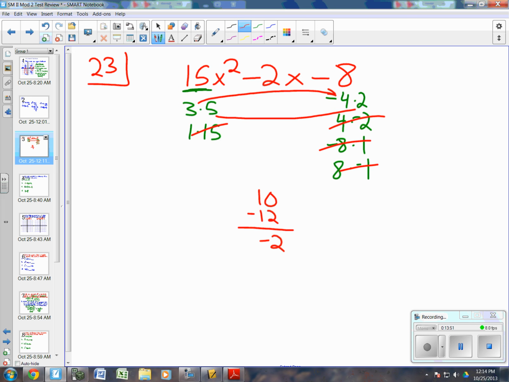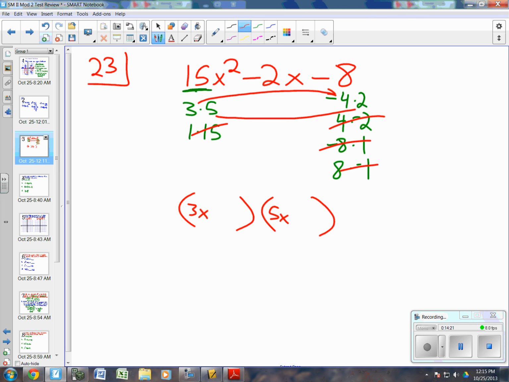And so I'm going to write my two binomial factors. Can I erase this part right here? One of my binomial factors is, I'm going to write the 3x and the 5x. Remember, the 3 and 5, these are the coefficients for the x. Because when I multiply 3x times 5x, I get 15x squared, right? Okay, now my last two numbers are going to be -4 and 2.